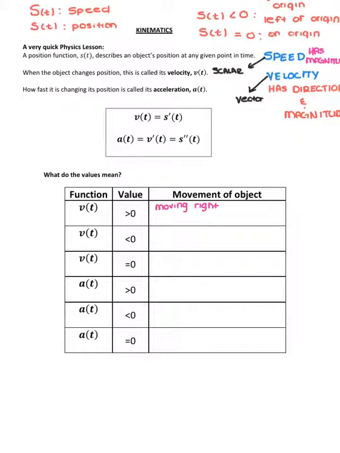Likewise, if you have a negative velocity, that just means that you're moving to the left at a given speed. And then if you are dealing with a velocity of 0, that means you're at rest. You're not moving left or right. So at rest.